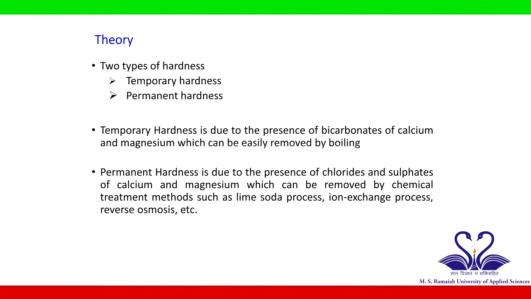Temporary hardness is due to the presence of bicarbonates of calcium and magnesium, which can be easily removed by boiling. Whereas permanent hardness is due to the presence of chlorides and sulfates of calcium and magnesium that can be removed by chemical treatment. A few of these chemical treatment methods are lime soda process, ion exchange process and reverse osmosis, etc. The sum of temporary and permanent hardness is total hardness and it is expressed in ppm of calcium carbonate equivalent.